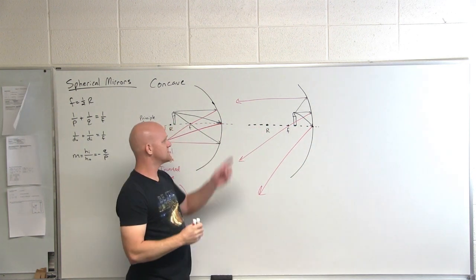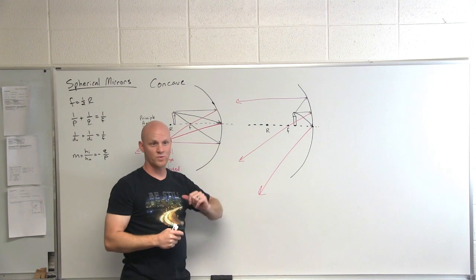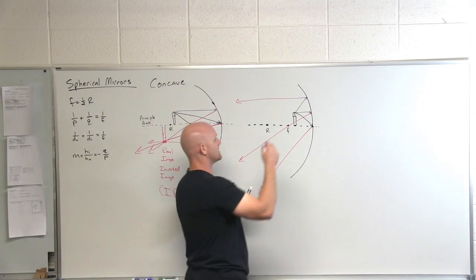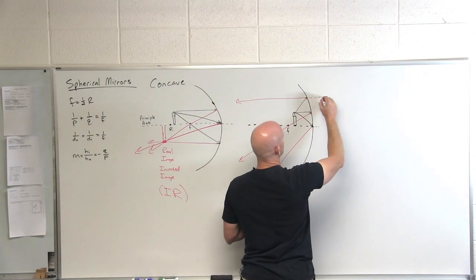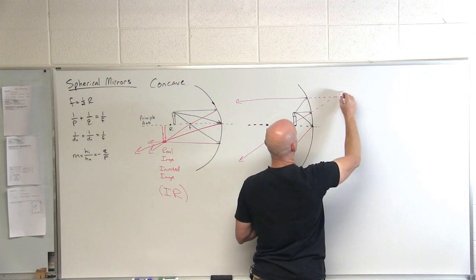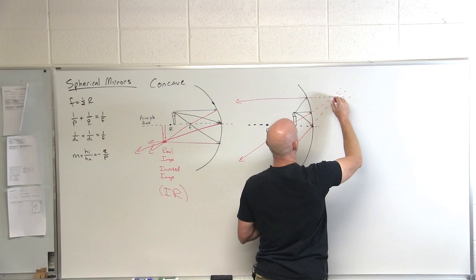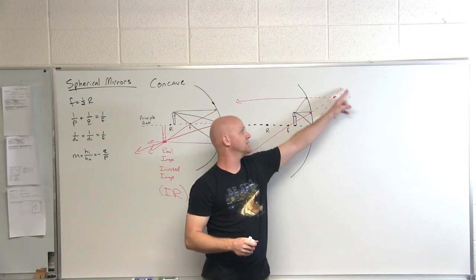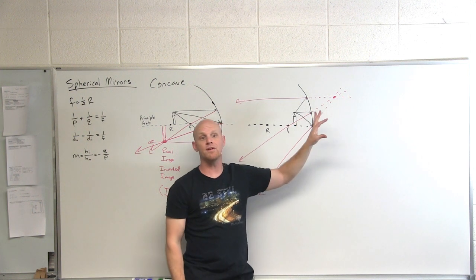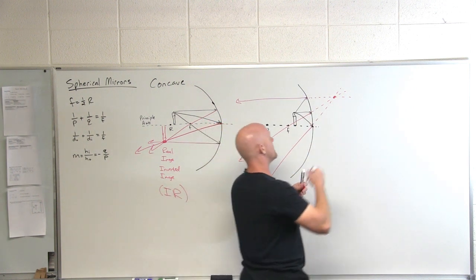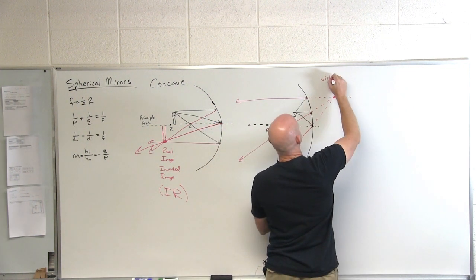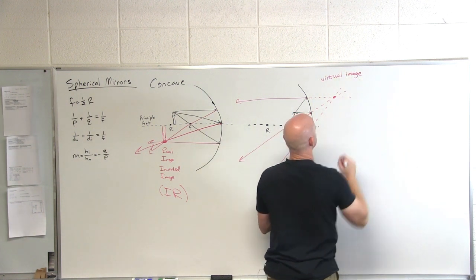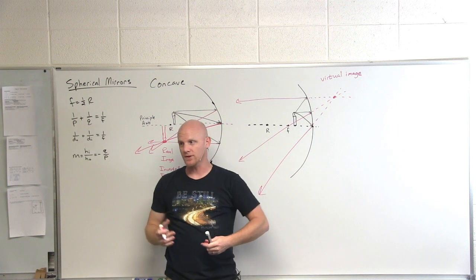Do these light rays ever really converge? No, then there's no real image here. What you can say, though, is they all look like they came from a common point behind the mirror. Were there ever any light rays back here behind the mirror? No, there never really were. And so we call this a virtual image. There's no real image there.